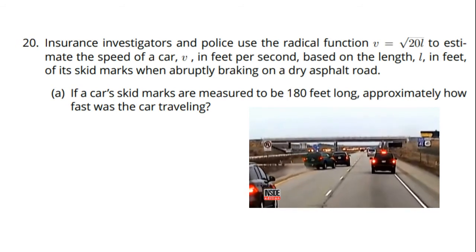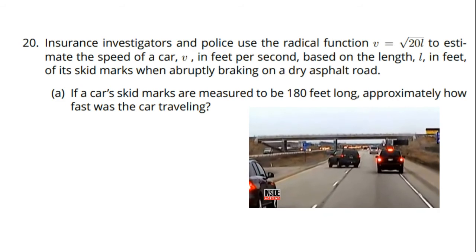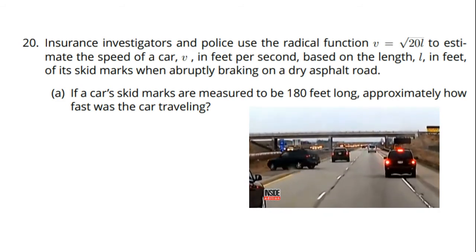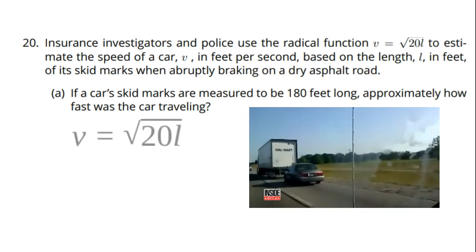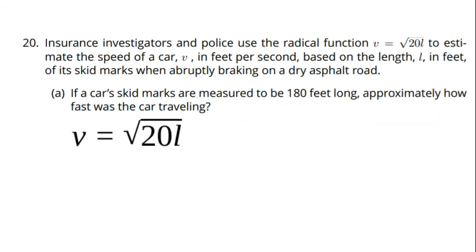And so in this first example, it says if a car's skid marks are measured to be 180 feet long, approximately how fast was the car traveling? So we'll just take a look at our equation. We're basically trying to calculate the velocity.